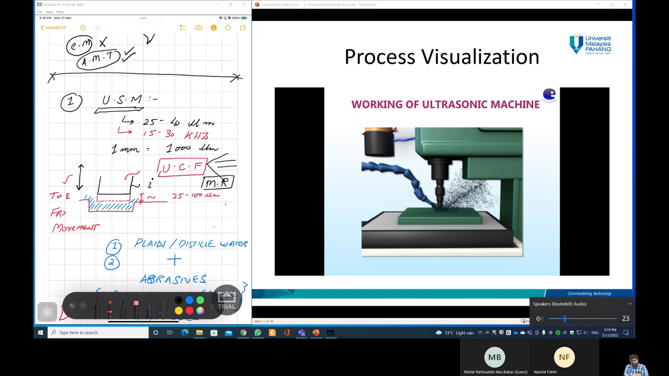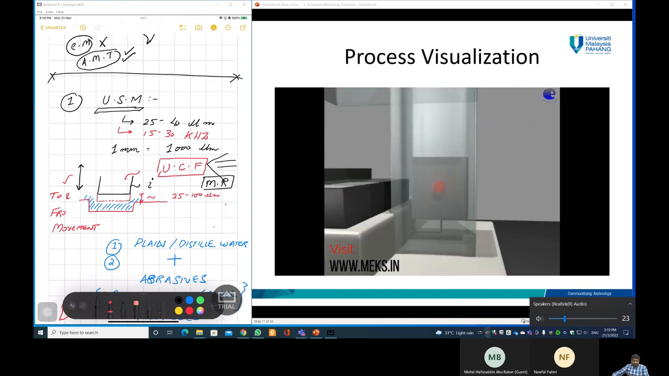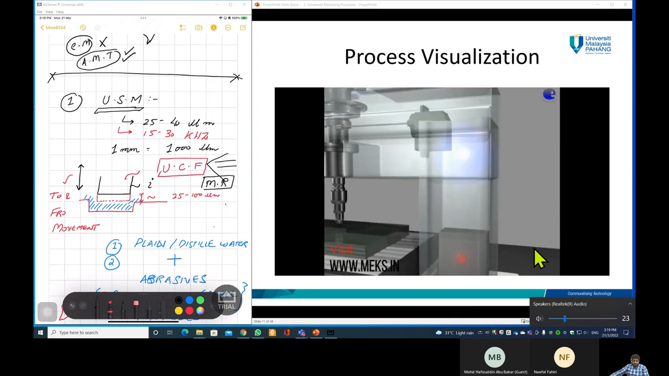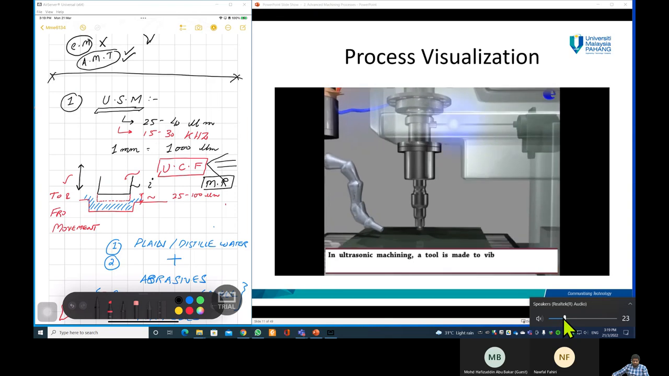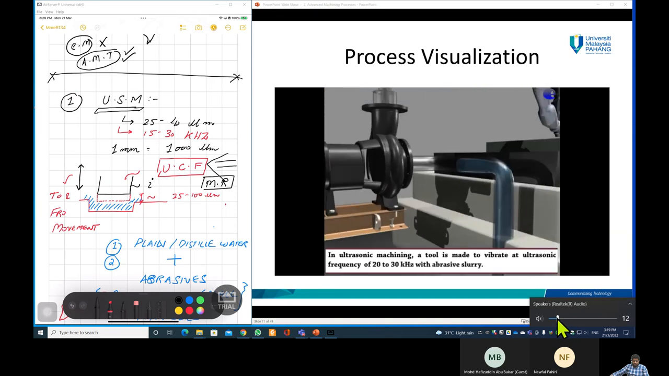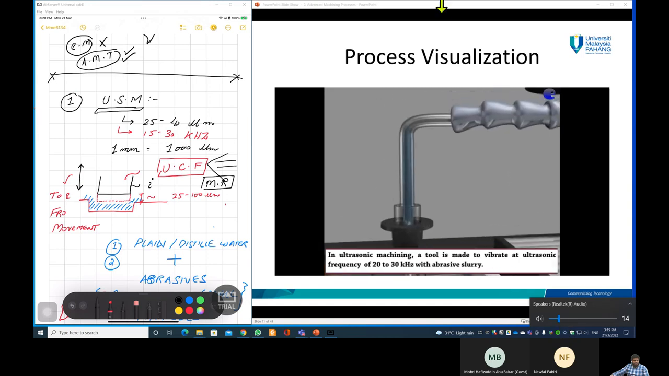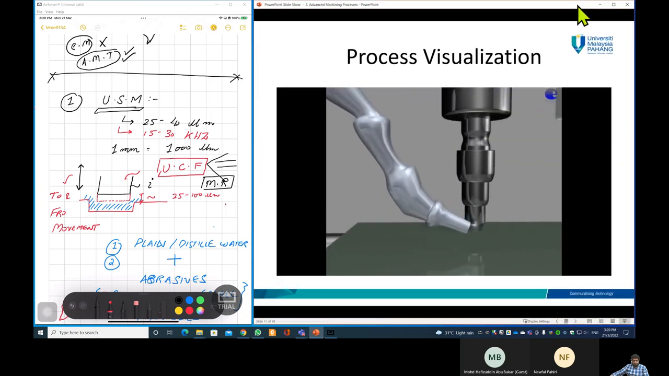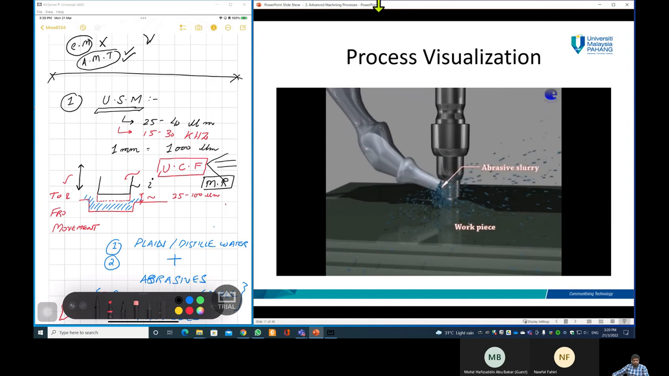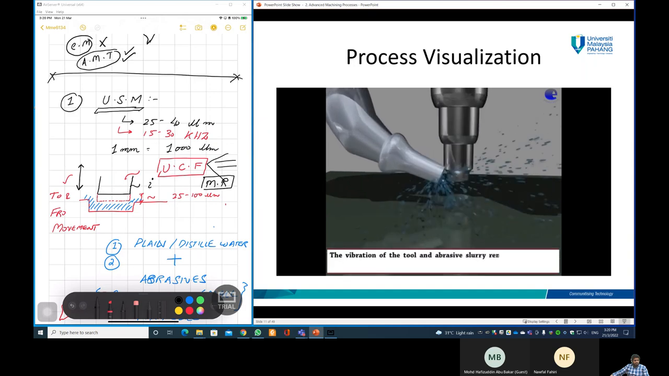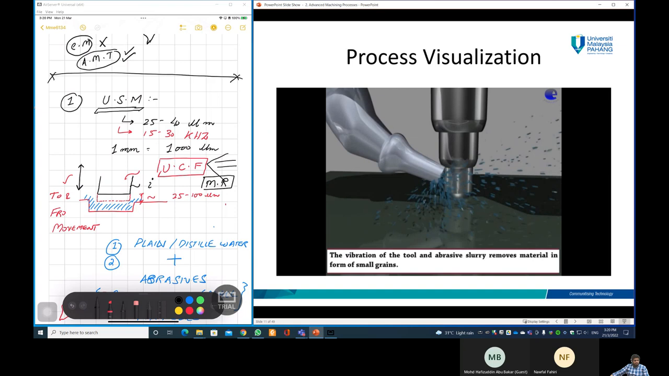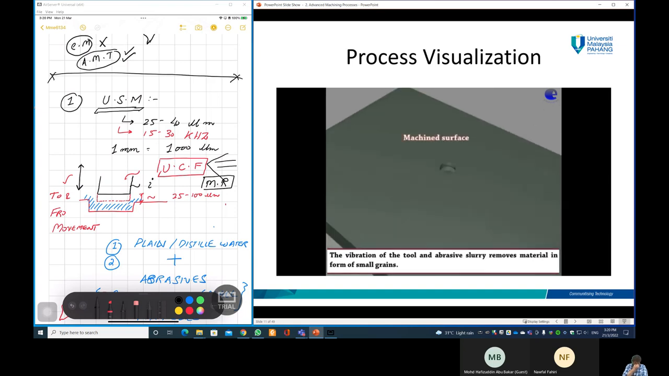Working of ultrasonic machine. In the previous video, we have seen about elements of USM. Now, this video shows the working of USM. In ultrasonic machining, a tool is made to vibrate at ultrasonic frequency of 20 to 30 kHz with abrasive slurry. Workpiece, abrasive slurry. The vibration of the tool and abrasive slurry removes material in the form of small grains. Machine surface.